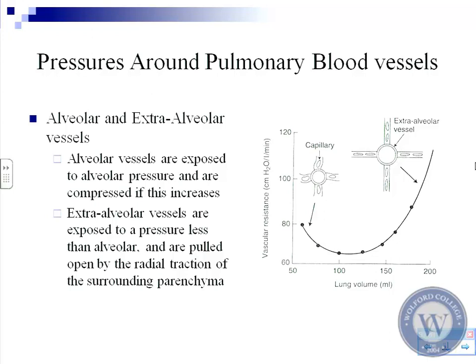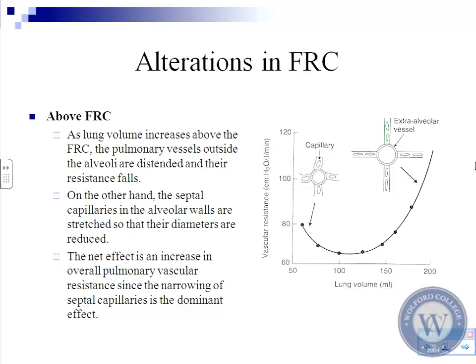Now, what happens when you alter the FRC? As lung volume increases above FRC, the pulmonary vessels outside the alveoli are distended and the resistance falls. On the other hand, the septal capillaries in the alveolar walls are stretched so that their diameters are reduced, and the net effect is an increase in overall pulmonary vascular resistance, since the narrowing of the septal capillaries is the dominant effect. So in these individuals the resistance goes up, which is what's going up here. So if you're over-distending a lung, what's happening to PA pressures? They're rising, and you're making the ventricle work harder against that, which is a worrisome thing.